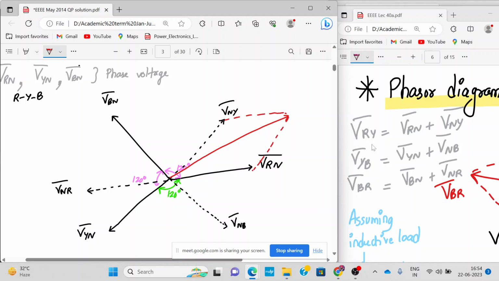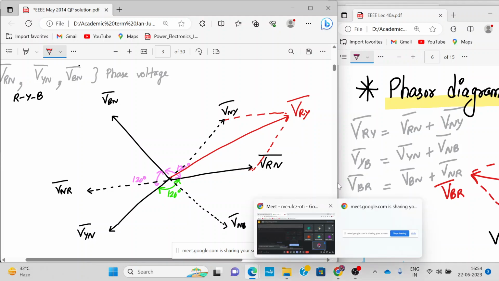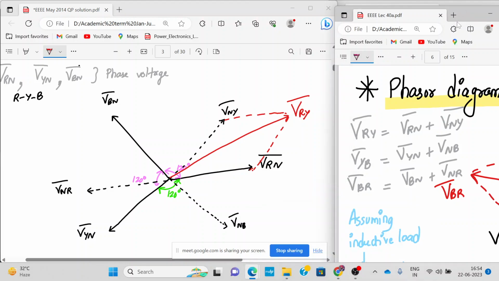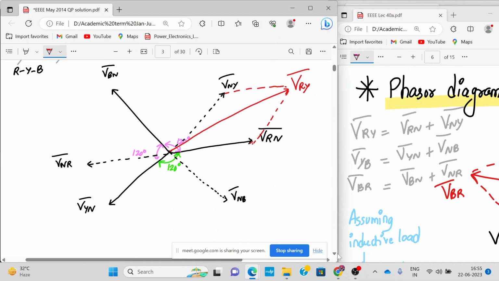Are you understanding? So this is called VRY. This red color is my line voltage. Did you understand how to draw? Okay, very good. Now next, identify VYN. VYN is over here and VNB is over here. So where will the parallelogram come? Where will the line voltage come? Exactly in the middle of this.